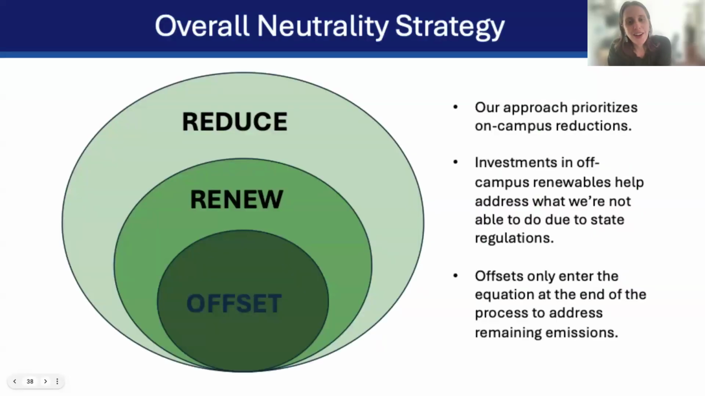Next slide. This is our strategy that we've been using since the beginning. It's our reduce, renew, offset paradigm. We're really prioritizing on-campus reductions. And then once we have done that as much as we can, as quickly as we can, we moved into looking into renewables and specifically investments in off-campus renewables, because in North Carolina, there are state regulations about what we can do on campus. And so only after we've maxed out on reduce and renew did we look at carbon offsets. In our communication to our community, we really tried to explain that offsets were the last resort and just a necessary means to get to neutrality, especially with those scope 3 categories.